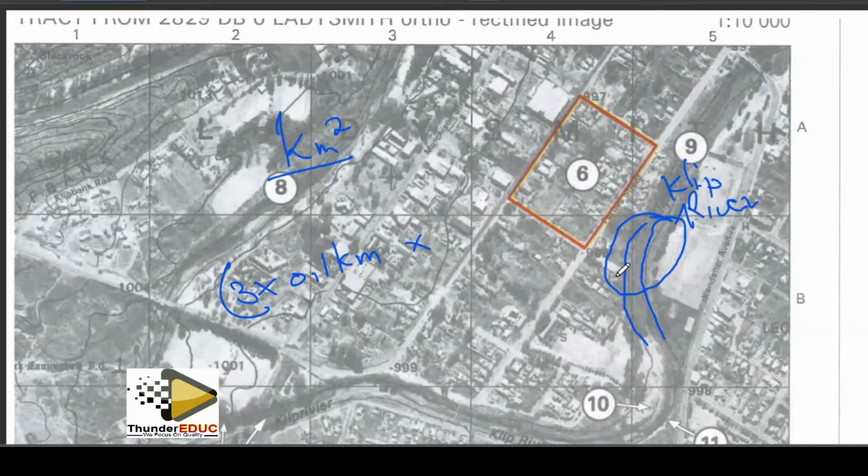We are done with the first part. Let's go to the next part, number 3.2.1. The temperature at F in the center of the town is 2 degrees Celsius higher than that at G.